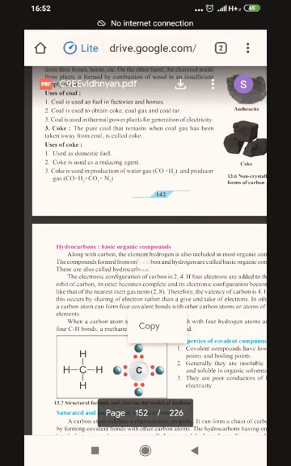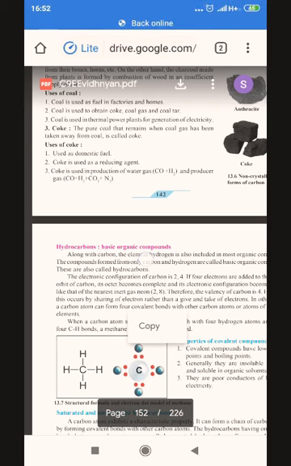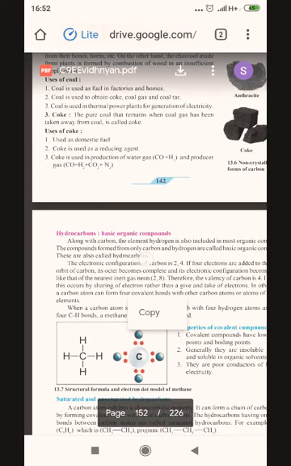Uses of coke: used as a domestic fuel, and as a reducing agent, which means it helps to remove oxygen from a compound. Coke is also used in the production of water gas, that is CO plus H2, carbon monoxide plus hydrogen, and producer gas, CO plus H2 plus CO2 plus N2. CO implies carbon monoxide, CO2 is carbon dioxide, and hydrogen molecule and nitrogen molecule.